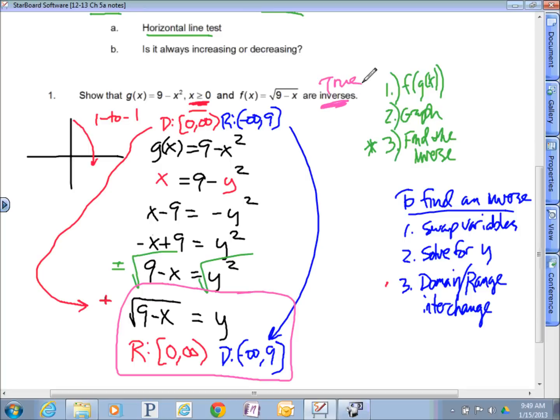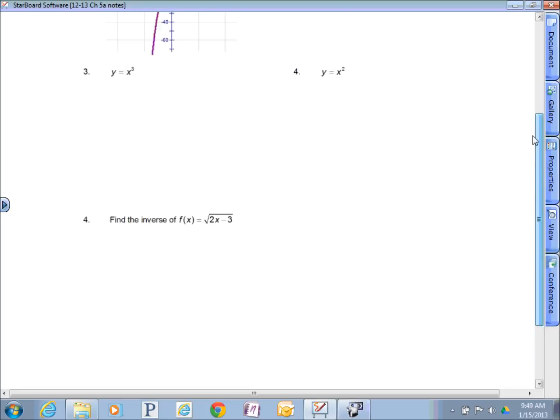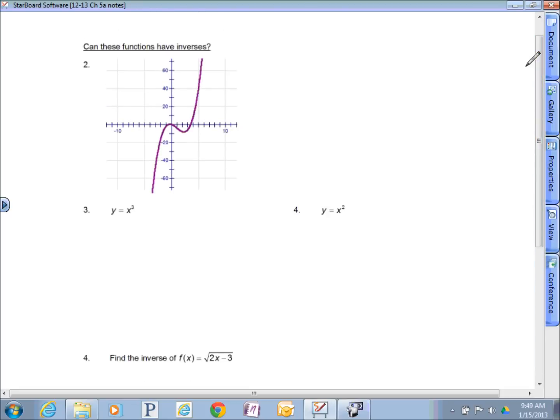Okay, so we'll go back and we look at the other page. What we got going here? Can these functions have an inverse? Well, I look at that first one. If I draw a horizontal line right there, it's going to fail the horizontal line test. This function is not one-to-one, and therefore it can't have an inverse.